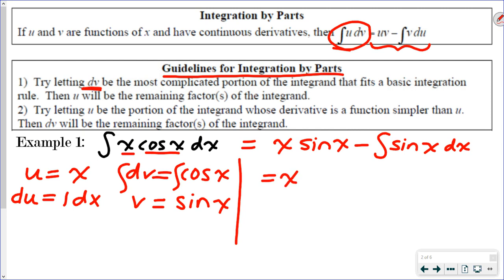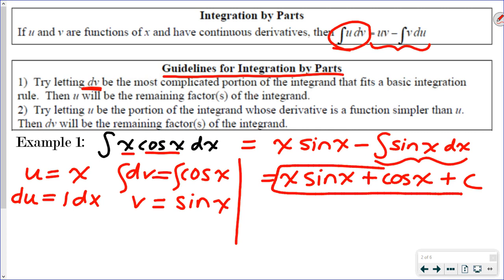We're going to break down the x times sine of x, but then minus, now we have to solve this integral. Remember, the antiderivative of sine of x is negative cosine of x, so that's going to change this minus to a plus. And then we'll add the plus C. And that is our final answer to this problem. So that is the integral of x times cosine of x using integration by parts.